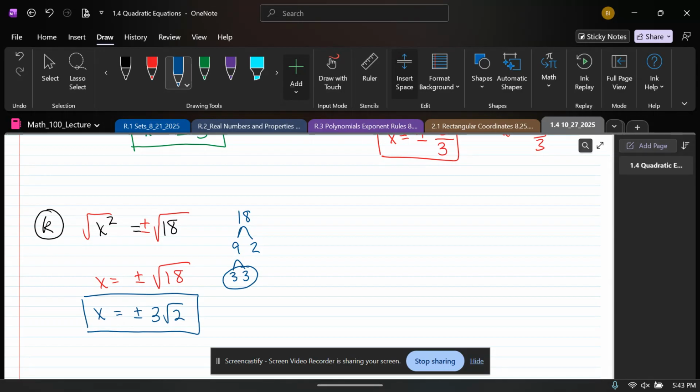If you were out a couple of weeks ago, you definitely need to go back and watch the videos from that, because that's going to come back and get you a lot tonight. That is an important thing, simplifying square roots. Not getting decimal answers, getting simplified square root answers.